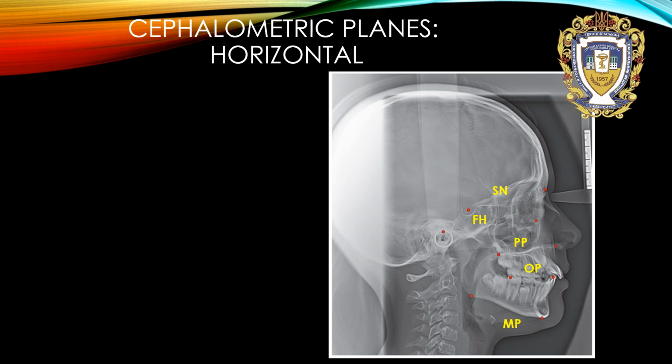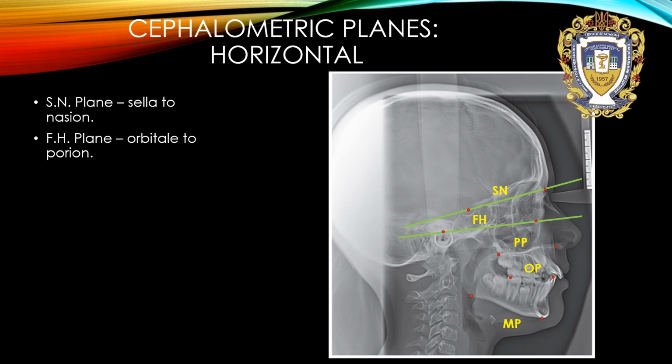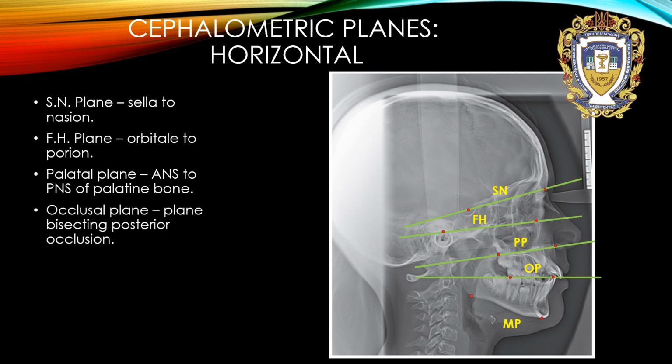Horizontal cephalometric planes. Sella turcica to nasion point, the SN plane. Frankfurt horizontal plane, through porion point and orbitale point. Palatal plane between anterior nasal spine and posterior nasal spine of palatine bone. Occlusal plane between contact point of first molars and central incisors, and mandibular plane. This plane passes through gonion-gnathion points.